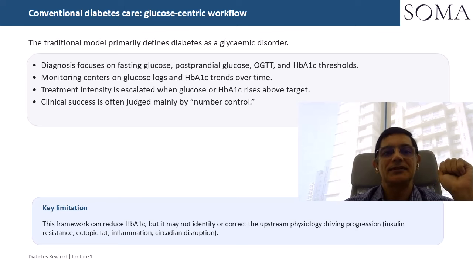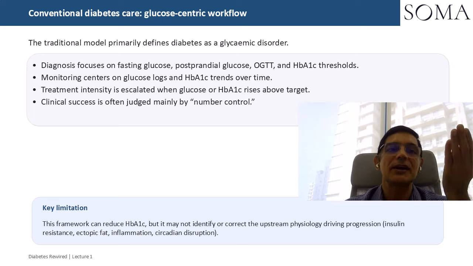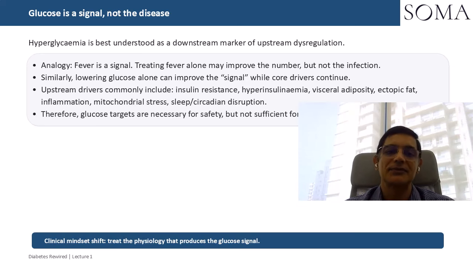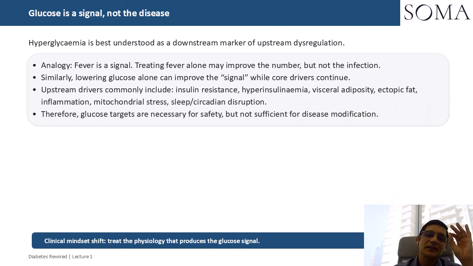Glucose is not the disease. Glucose is just a biological signal. It's just like fever, tachycardia, or elevated CRP. Glucose elevation is the body's way of telling us that underlying regulation has failed. Lowering the signal does not necessarily correct the cause. This is why diabetes care often feels like running on a treadmill. We keep adding drugs, yet the disease keeps progressing.